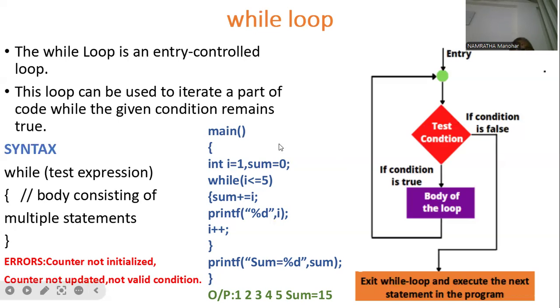So here we will see the same program wherein you're displaying the numbers 1 to 5 and finding the sum of the numbers 1 to 5. Main, int i equal to 1, sum equal to 0. Now here, in the for loop, I could initialize i equal to 1 in the for syntax itself.